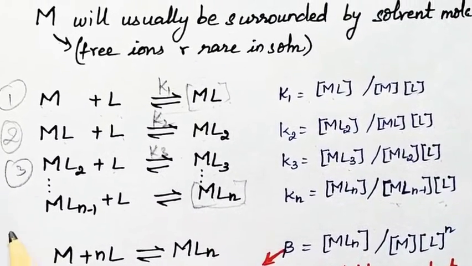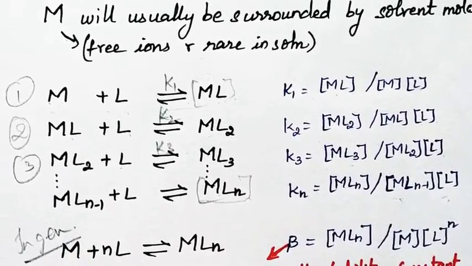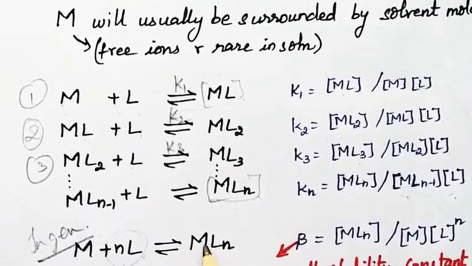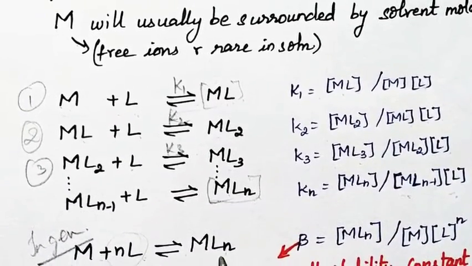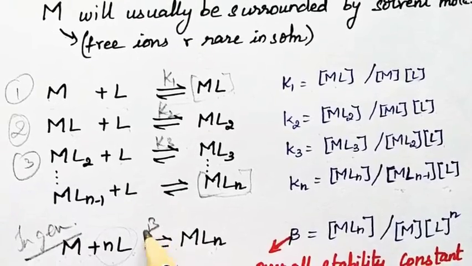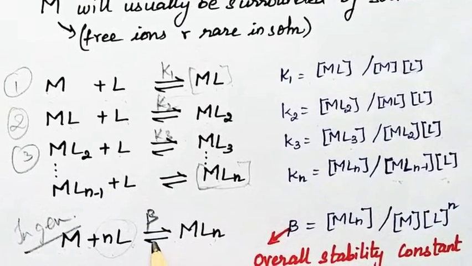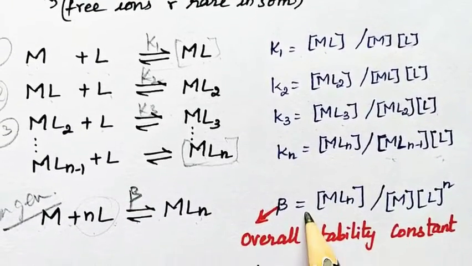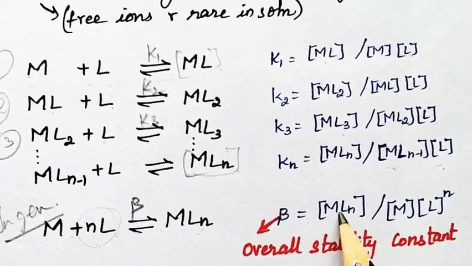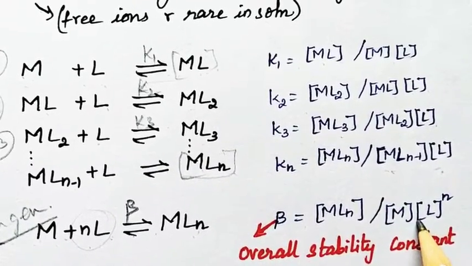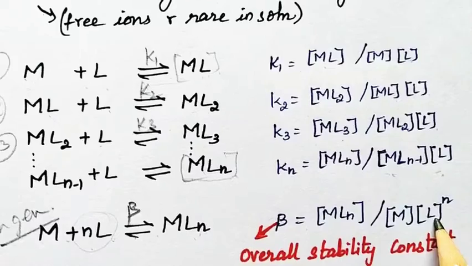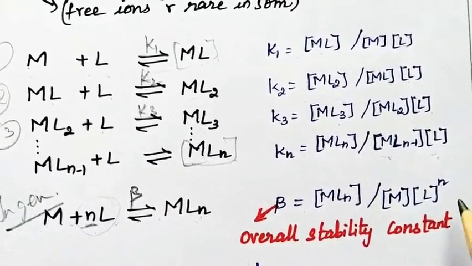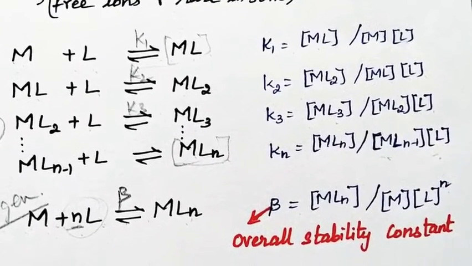In general, I can write the overall equation as M plus nL, that is n ligands, forms MLn. They are in equilibrium. Here I take the overall equilibrium constant as beta. We can say the overall stability constant beta is equal to concentration of MLn divided by concentration of M into concentration of L, the whole to the power n. We are just raising the coefficient as a power in the formula.